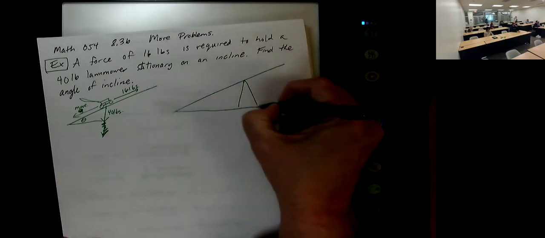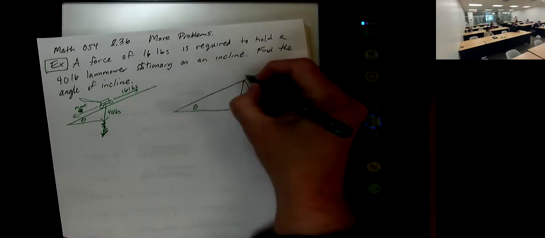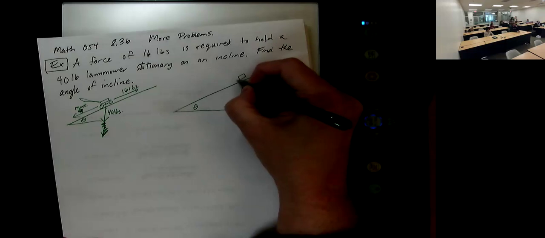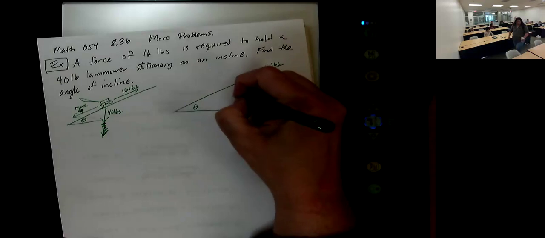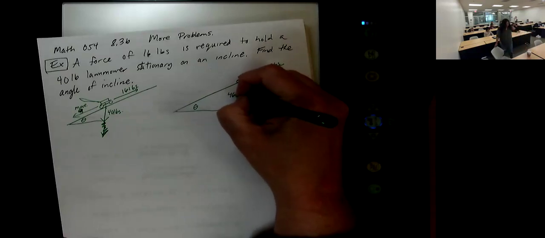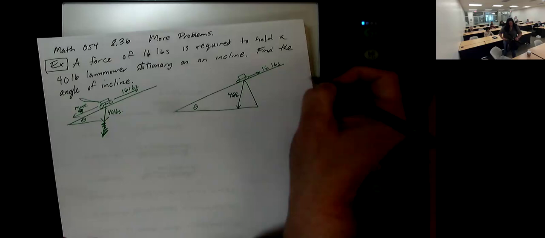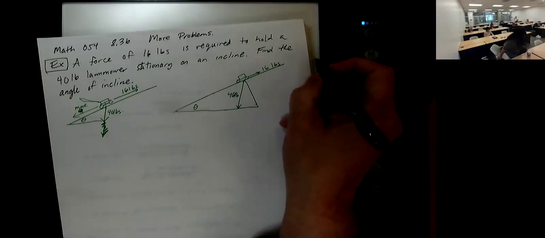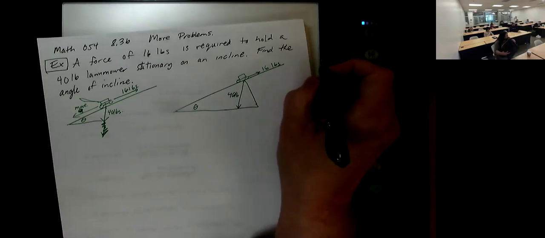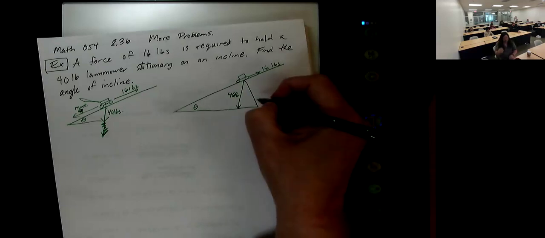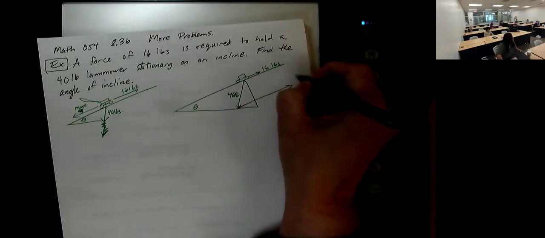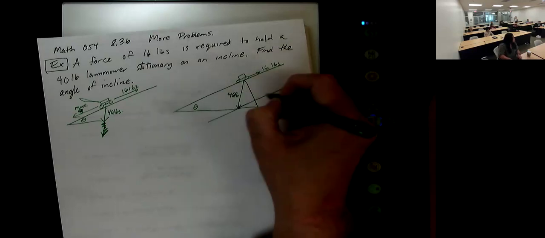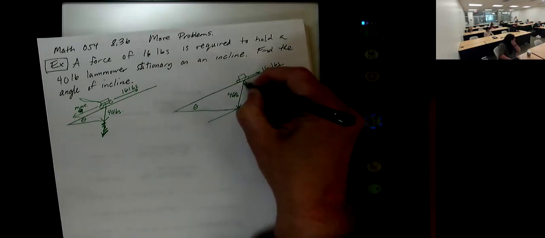Let me try to do it a little bit differently, give myself a little bit more room. My lawnmower is right here. We got our 16 that way. We have our 40 going downward this way. And maybe instead of making it like that, I'm gonna go like that. We're gonna have these two lines parallel, so that'll make a right angle.